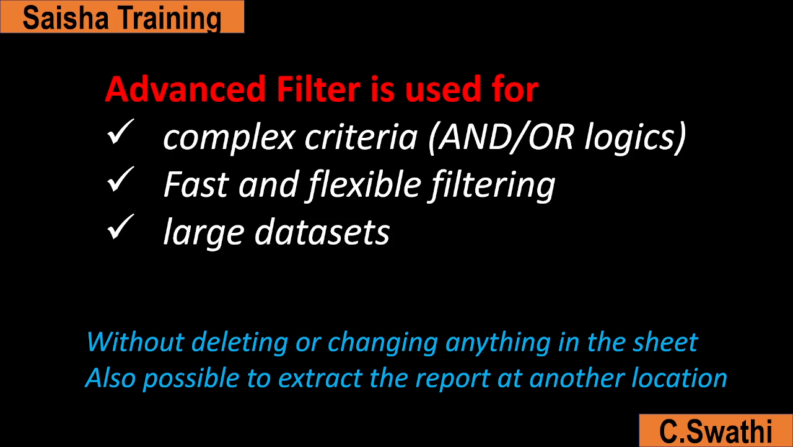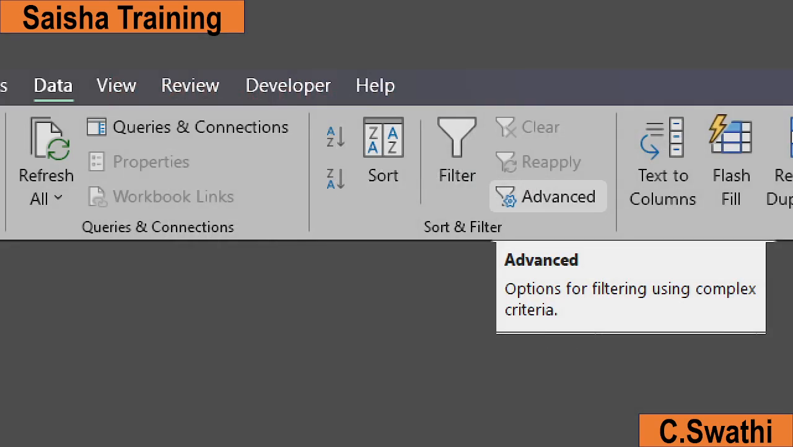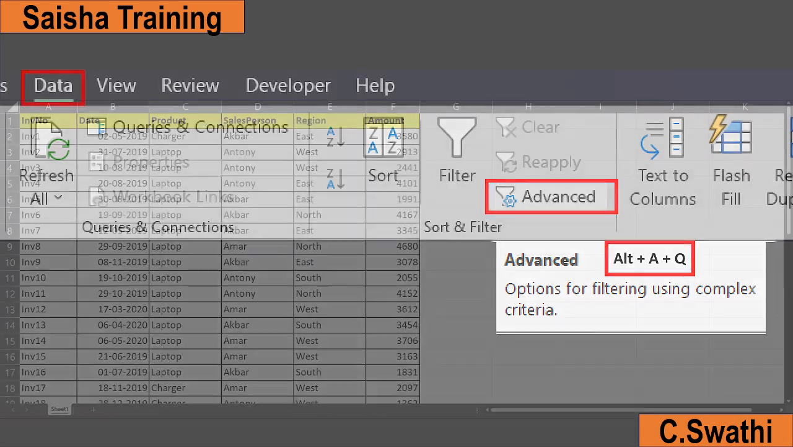Like the normal or the basic filters, advanced filter also works on the data without deleting or changing anything in the sheet. It is also possible to extract the report at some other location. This option is available in the Data tab, Sort and Filter group, Advanced. The shortcut for advanced filter is Alt-A-Q.